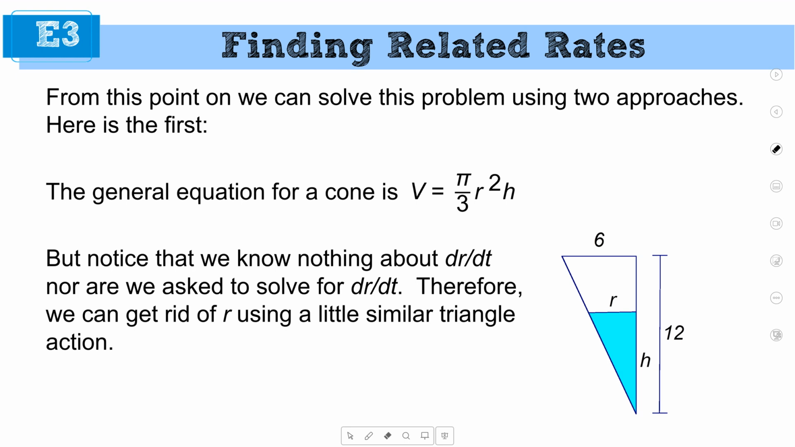You could do 6 over 12 equals R over H. Radius of the cone over the height of the cone equals the radius of the water over the height of the water. It's entirely up to you. You're going to get the same results. I did that last one. Then I did some math. Cross multiplied, solve for R. Now I know that R is equal to 1/2 H. Which is good, because that will allow me to get rid of the R like we said we wanted to do.